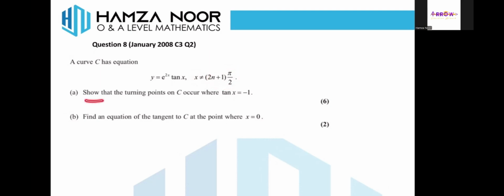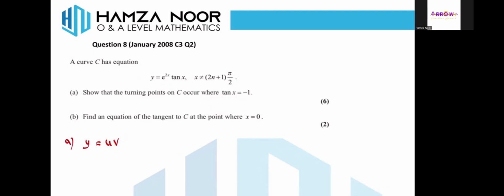So the requirement of part A is to show that the turning points on the curve occur when tan x equals minus 1. So what we need to do is differentiate the equation of the curve, get the dy over dx function, and equate dy over dx with 0. First things first, the equation of the curve is given to us in the form y equals u times v, where u is a function of x and v is also a function of x.